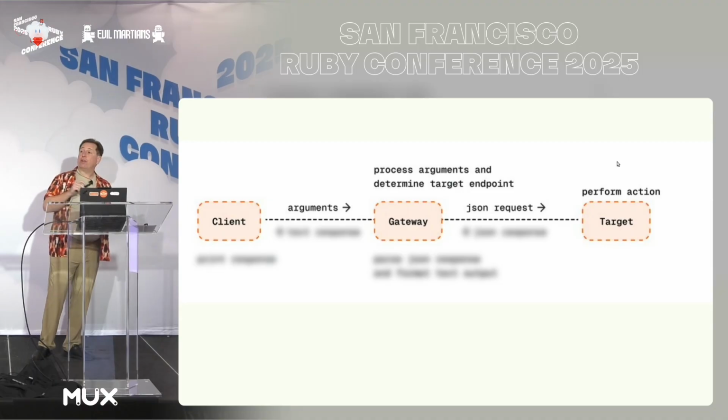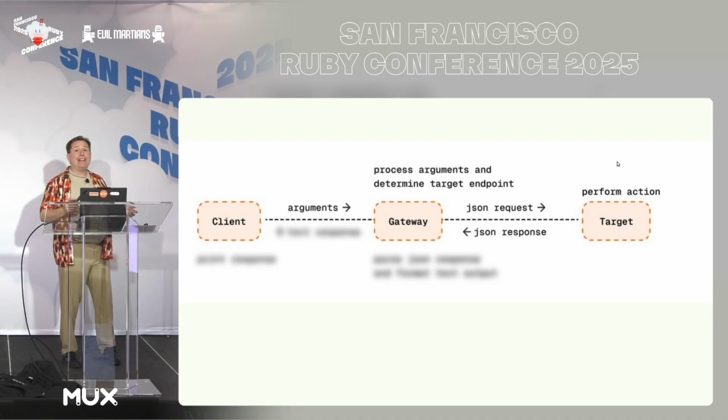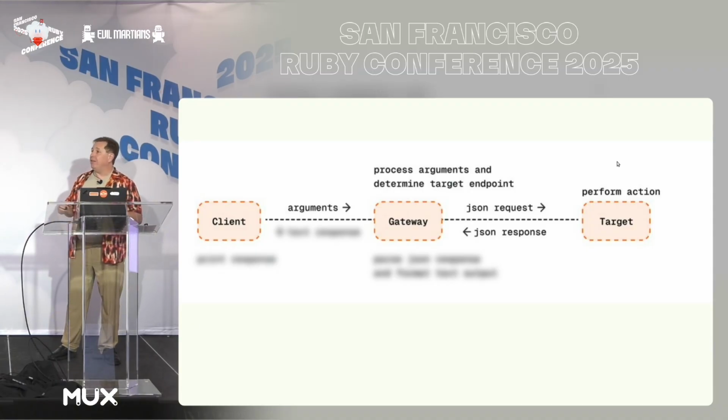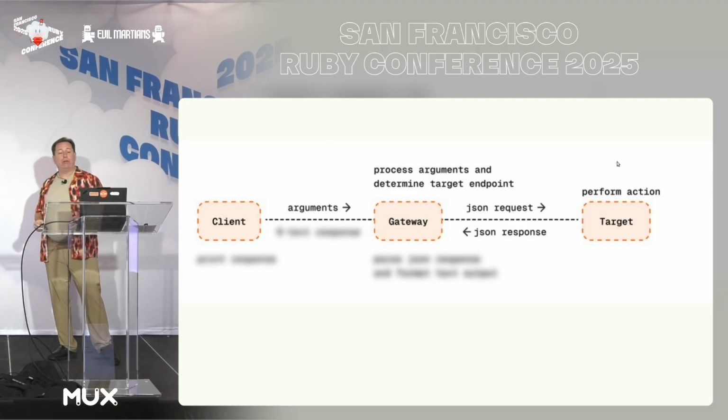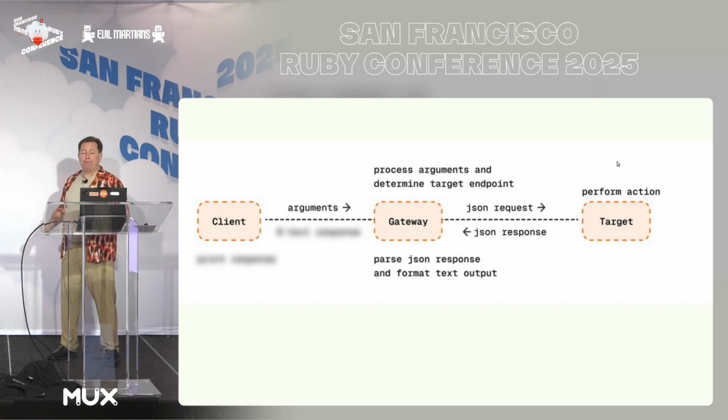There's no difference in how the target endpoint handles requests. There's also no difference in the response provided by the target endpoint. No changes to the target endpoint are needed when introducing the thin client approach. The gateway endpoint is operating as a normal client from the perspective of the target endpoint.